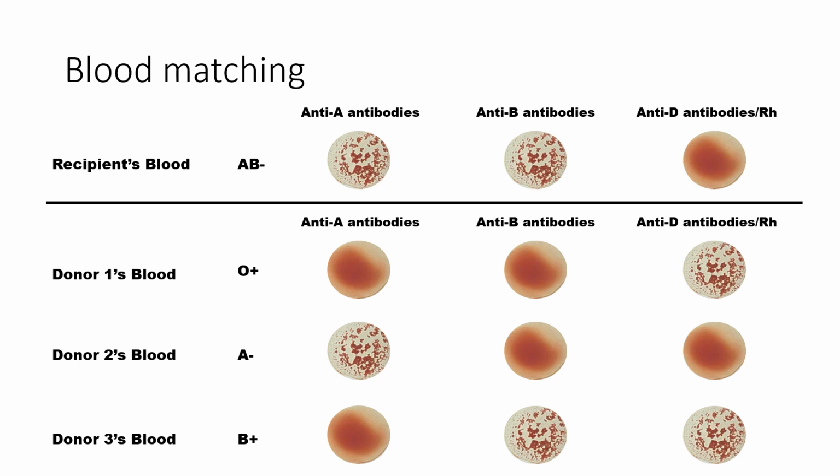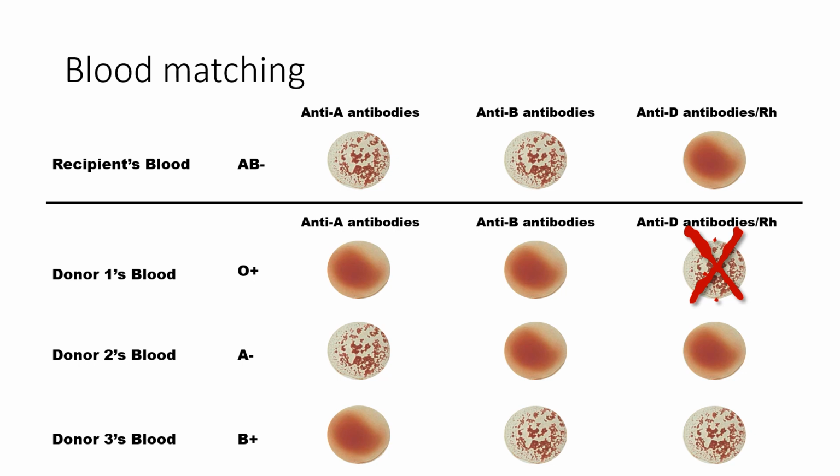So who can give to the recipient? Well, there's no problem with donor number 1 when it comes to the A and the B antigens because this particular blood type doesn't have any. But there is a problem right here with the RH factor because we cannot give RH positive blood to an RH negative recipient. So donor 1 doesn't work.